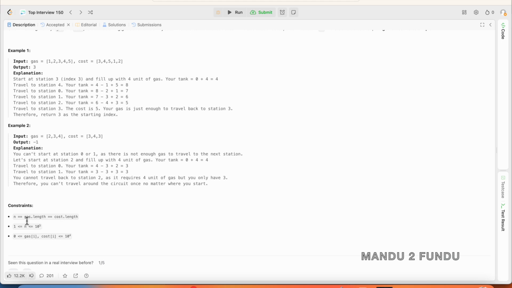The gas and cost array length is n, where n ranges from 1 to 100,000, and the values in the gas and cost arrays range from 0 to 10,000.